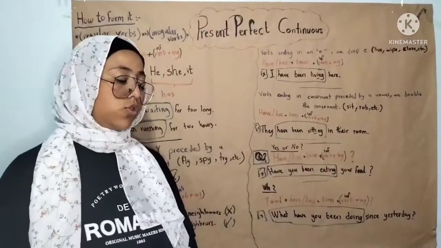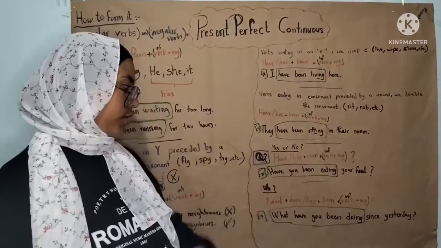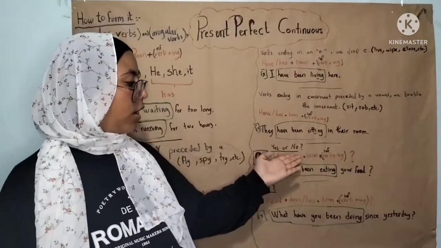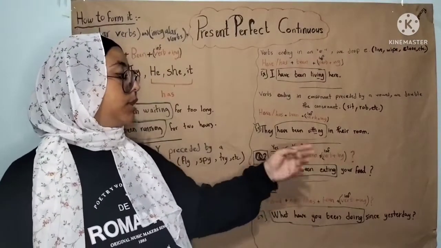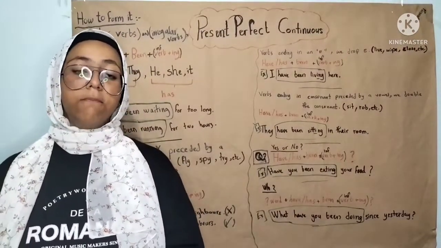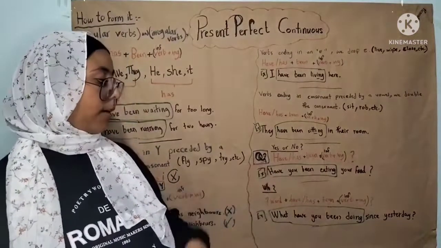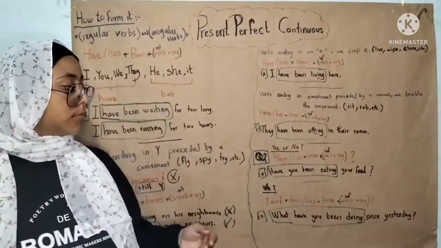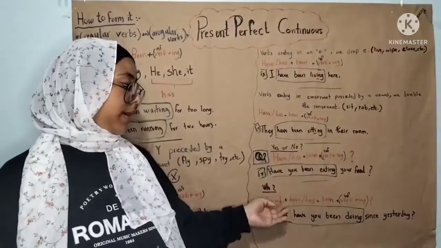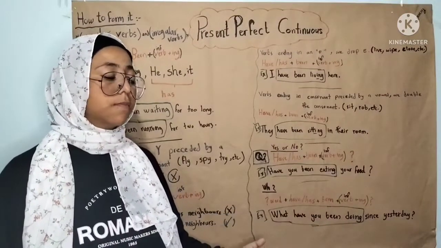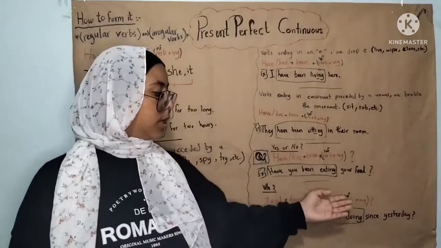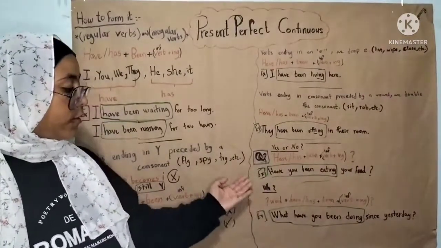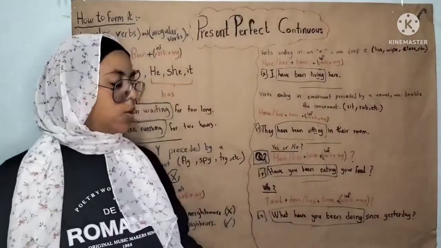Well, we have two types of question, yes or no questions and WH questions. So, for a yes or no question, we start with have or has, plus been plus the infinitive form of the verb and then the question mark. For example, have you been eating your food? WH question: we have the question word at the beginning and then have or has plus the subject or any noun plus been plus the infinitive form of the verb plus ing and then the question mark. For example, what have you been doing since yesterday?